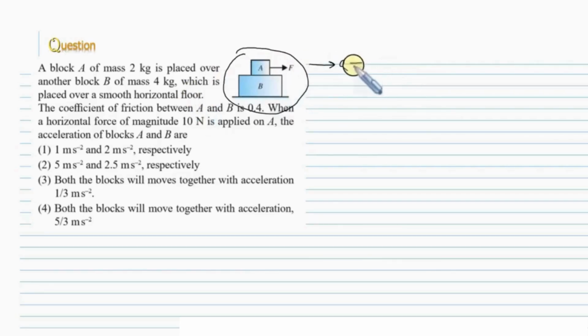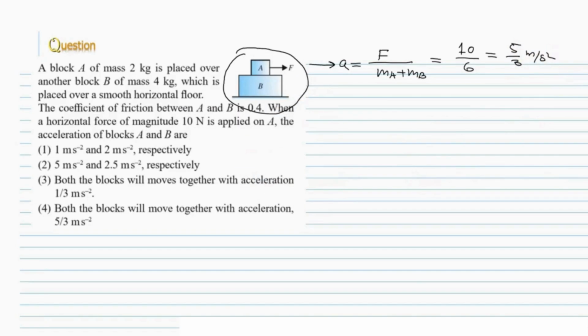For this, the common acceleration should be equal to the applied force F divided by the total mass of the system, m_A plus m_B. Capital F is equal to 10 Newton. This is 10 divided by the total mass, 2 plus 4, that is equal to 6. That means this common acceleration is equal to 5/3 meter per second square.